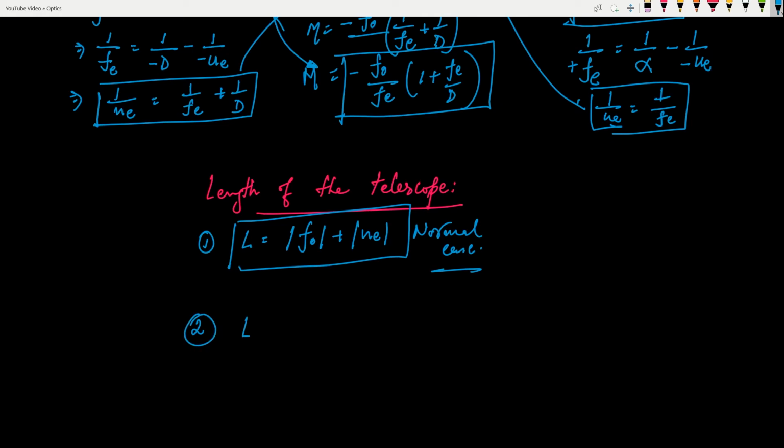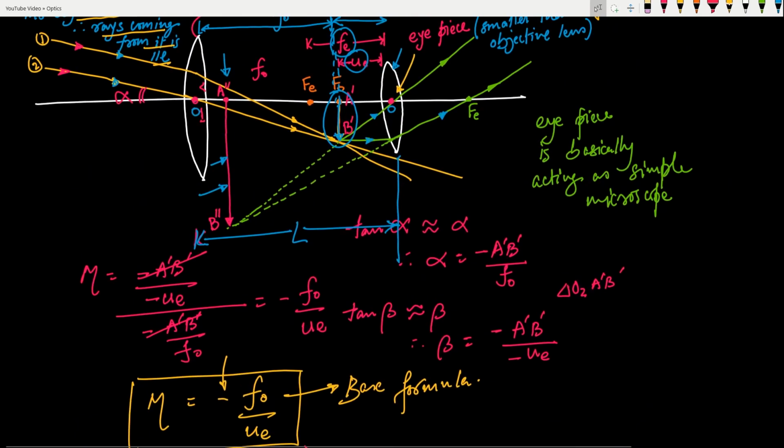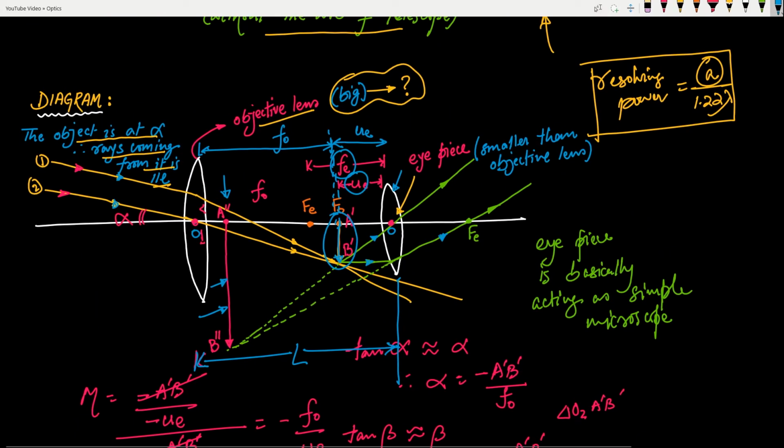That is, whenever the image is formed at infinity, that is the relaxed case, you can write it down for the relaxed case. What should be the length of the telescope? It should be fO plus fE. How did we get this? Let's go back to our diagram again and things will be absolutely clear. So this is our diagram. Always the image will be formed at fO for the first case. Why? Because the rays are always from infinity, since they are coming from a large distance. So this distance is fO, but for the relaxed case we know that this image is actually formed at fE, so that we get the final image at infinity.